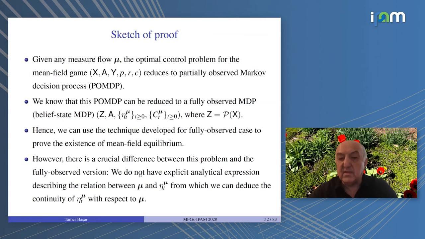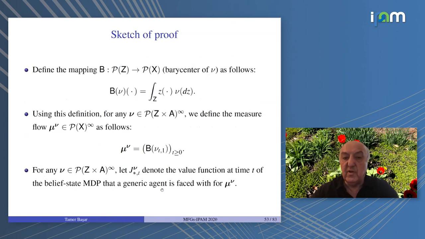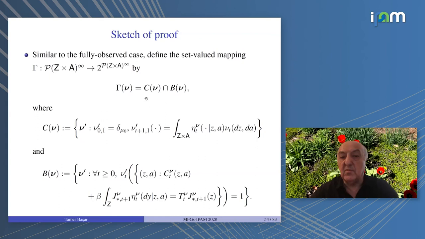And we can use the technique that I discussed earlier. However, there are several technical difficulties, one of which is that there is now no explicit analytical expression that describes the relationship between mu and eta, where eta is the corresponding mu in the lifted space. One can introduce an appropriate set C and B, and then use the same approach in obtaining a fixed point, and then you do a disintegration and then relate it to the original problem.